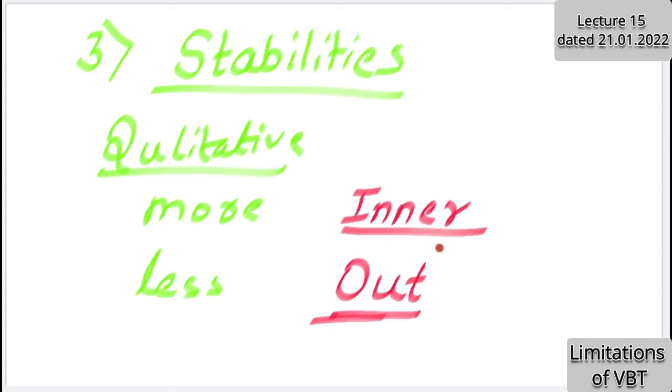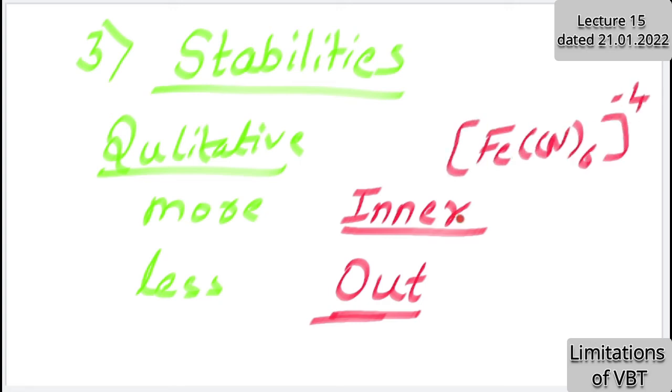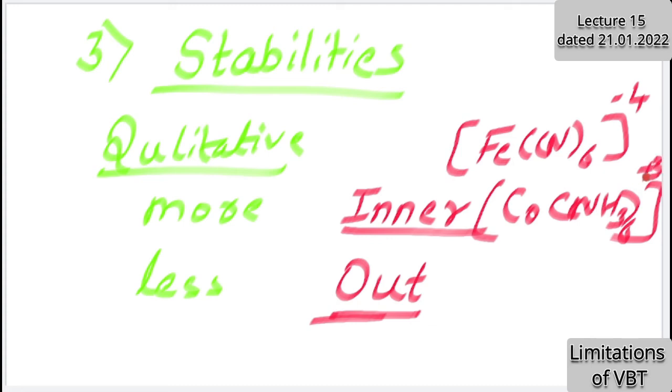Suppose I consider two inner orbital complexes, say Fe(CN)6 4-, an inner orbital complex, and other complexes, like the copper amine complex, chromium amine complex, or cobalt amine complex, Co(NH3)6 3+. Both are inner orbital complexes. Among them, who is more stable or less stable? No idea as per VBT. That is a limitation of valence bond theory.